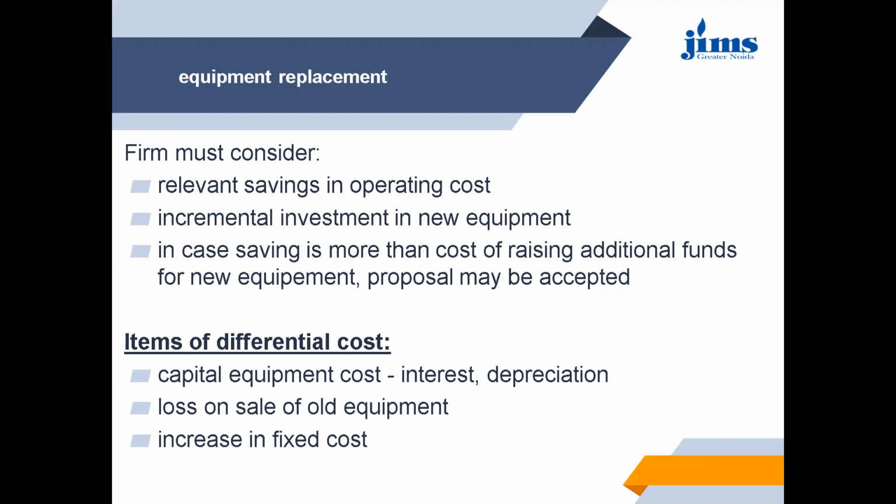So in equipment replacement decision, we consider the differential cost. What are the items of differential cost? We consider the capital equipment cost, that is the interest on acquiring that equipment or the depreciation. Then we also consider the loss on the sale of old equipments and if there is increase in the fixed cost.